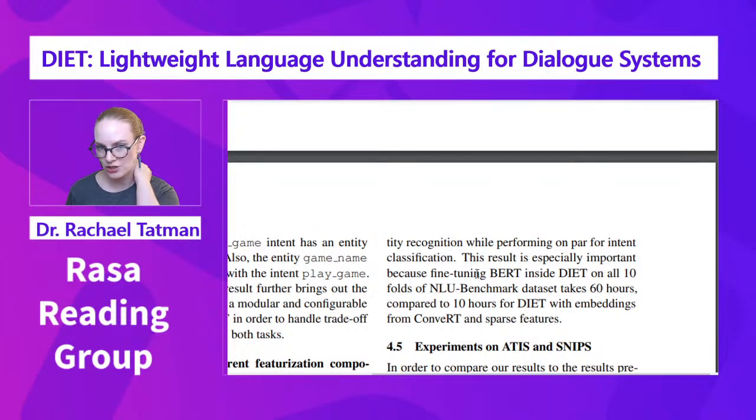The result is especially important because fine-tuning BERT inside DIET on all 10 folds of the NLU benchmark dataset takes 60 hours, compared to 10 hours for DIET with embeddings from ConveRT and sparse features. And if you're only doing it on one fold, which I think is a better proxy for what you're probably going to be using if you're getting started with your first assistant, that takes 1 hour.